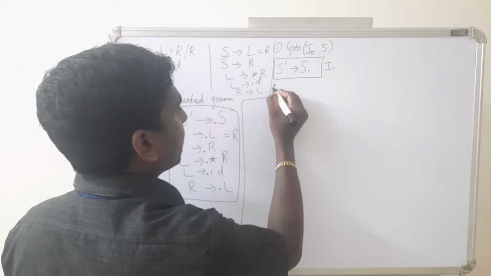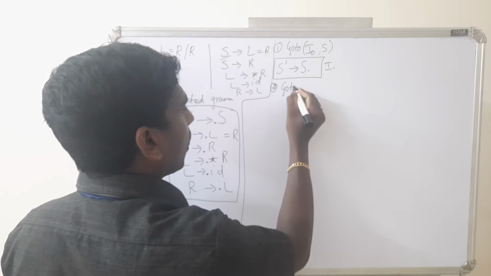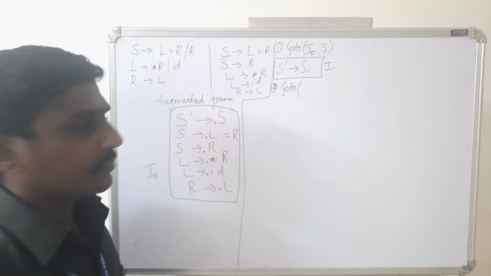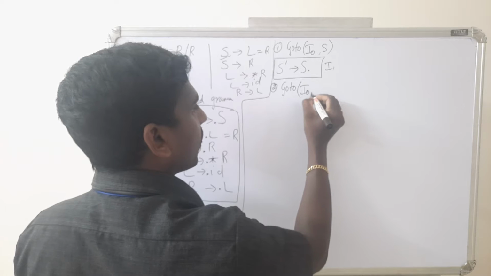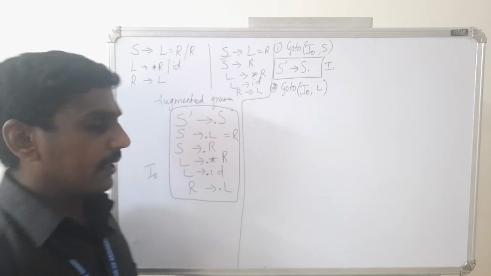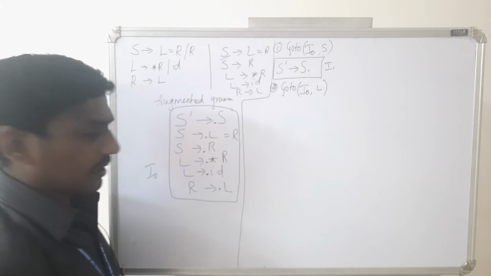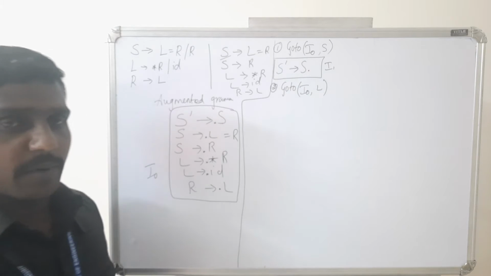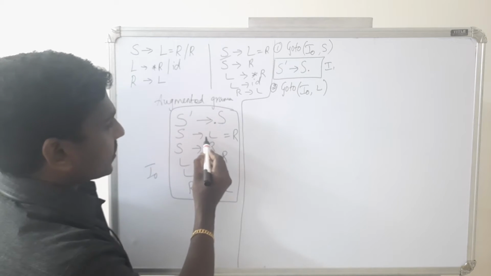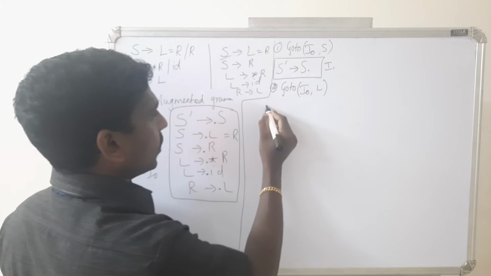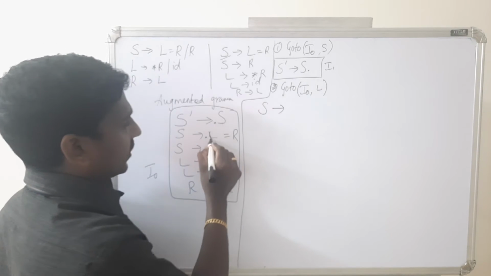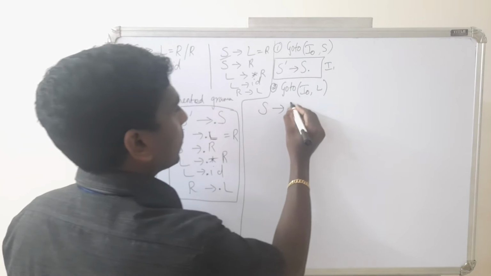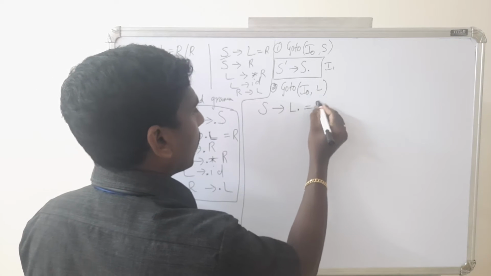And then the second step is Goto of I0 comma S is over. Then we have to write L. Goto of I0 comma L. We want to check where the dot is present near L in I0. So L is present here. See, S tends to this production. S tends to dot L. So how do we write it? L dot. Clear? L dot equal to R.